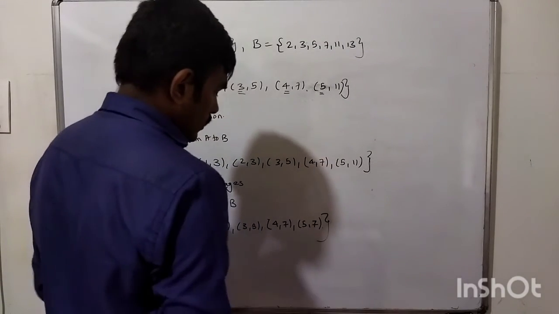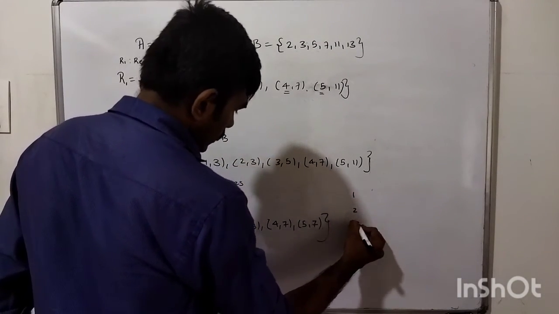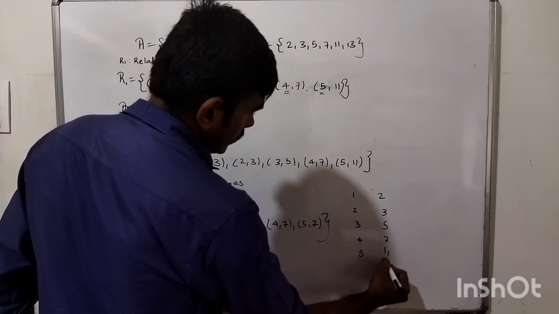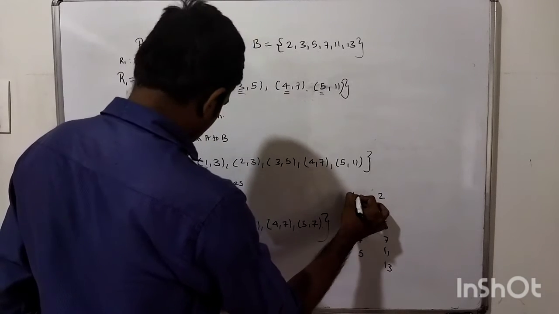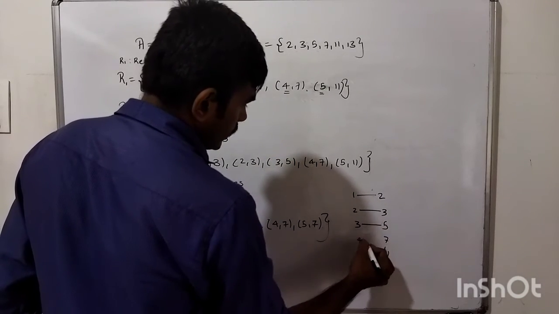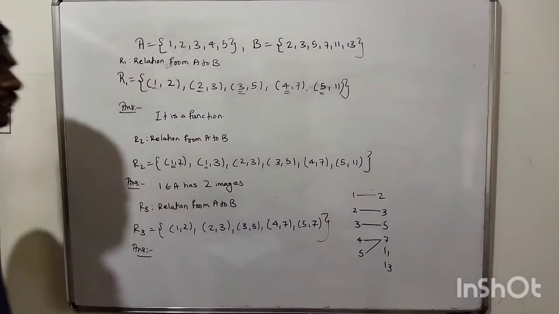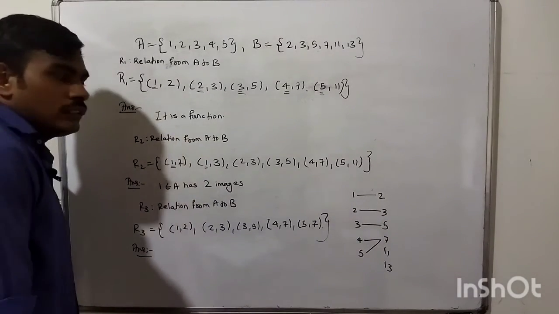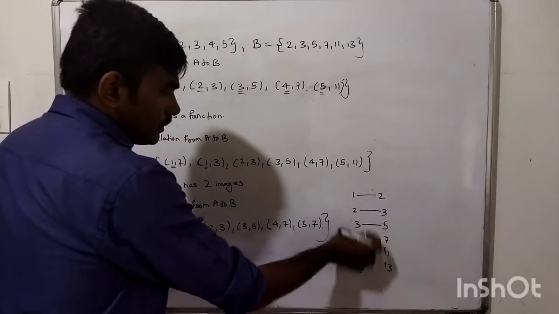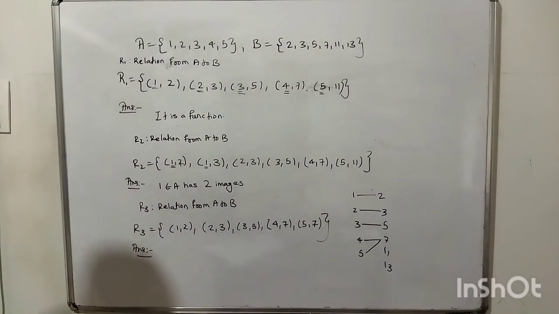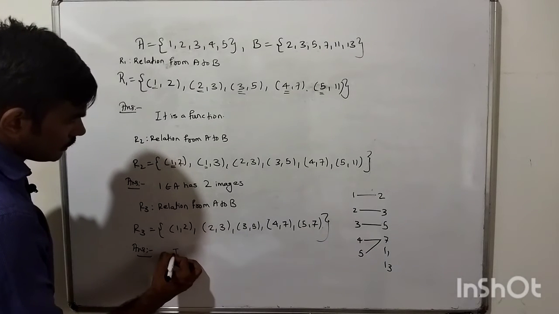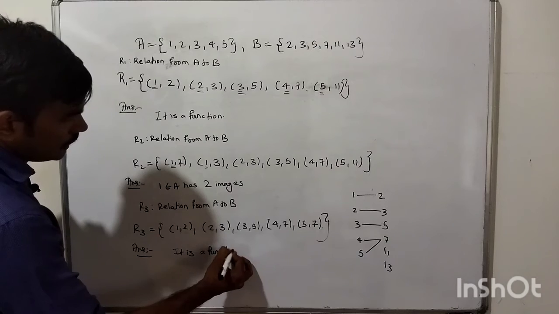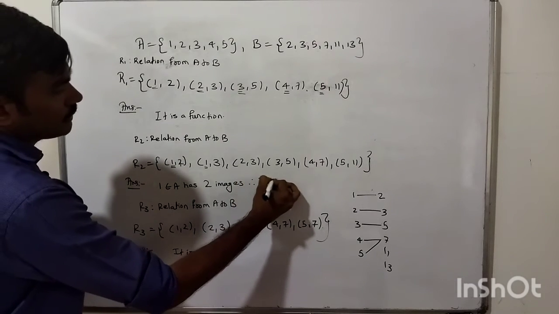It will look like this: 1, 2, 3, 4, 5 and 2, 3, 5, 7, 11, 13. So 1 has image 2, 2 has image 3, 3 has image 5, 4 has image 7, 5 has image 7. Nowhere is there an element with 2 images or 0 images. That's why this is a function. Here it is not a function.